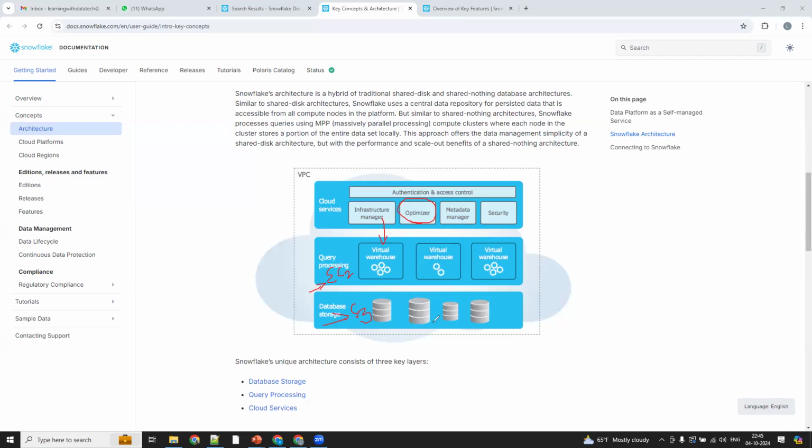Okay, you're storing the data in an S3 bucket, right? Indirectly, you're storing that data in some remote location. Let's say you're storing the data in an employee table. That employee table's metadata has to be stored somewhere, right? The table is employee and the columns are employee number, employee name, salary, commission, department, all those columns. Somewhere it has to maintain that metadata, right? That metadata is maintained by the metadata manager.